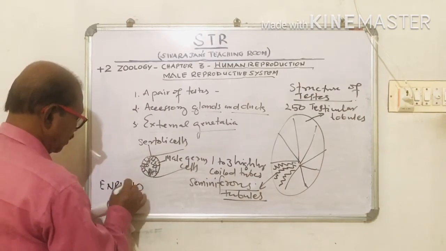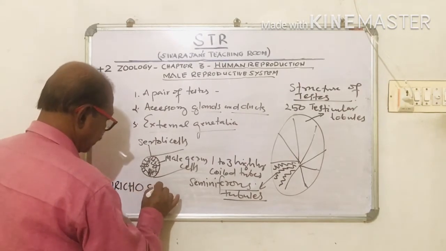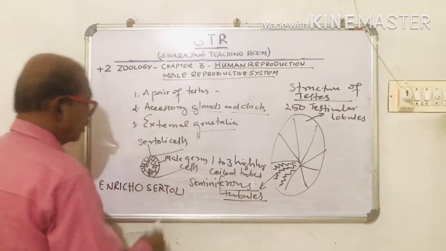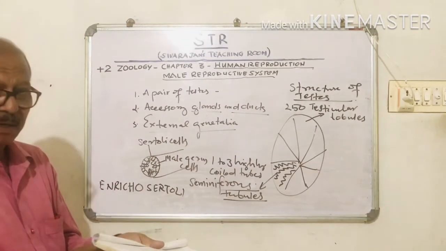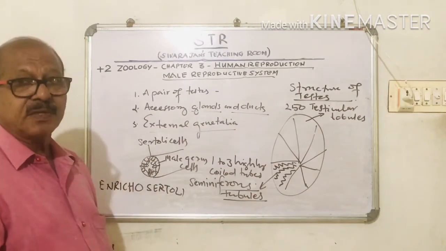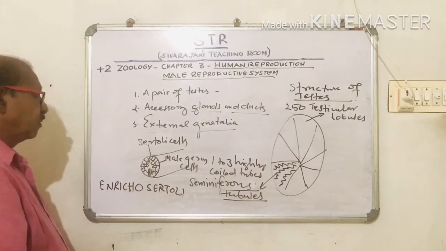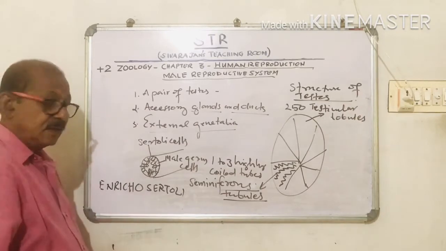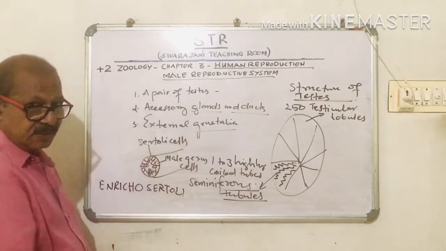Enrico Sertoli. So these cells are identified by Enrico Sertoli. That's the name of the doctor who identified it, the anatomist who identified it. So these cells are called the Sertoli cells.